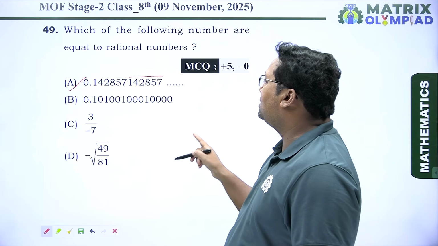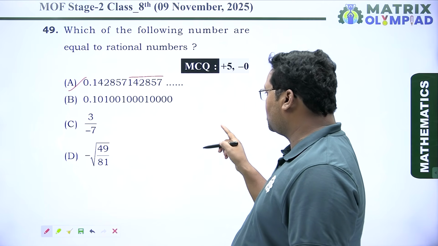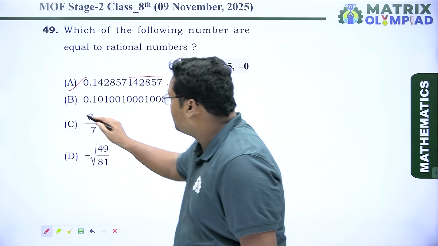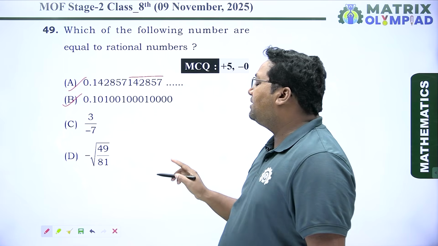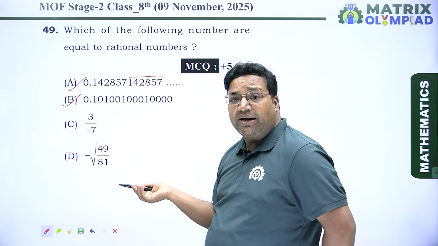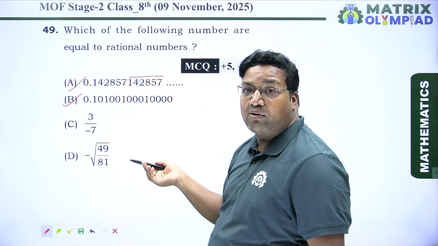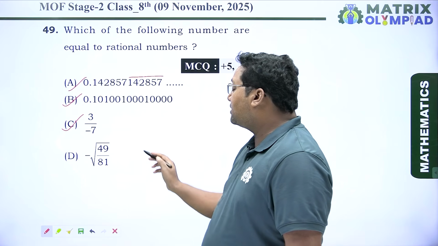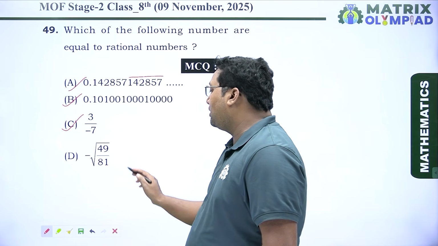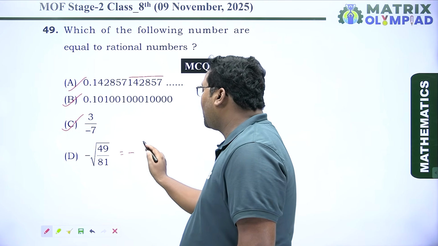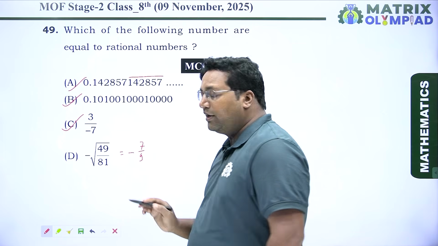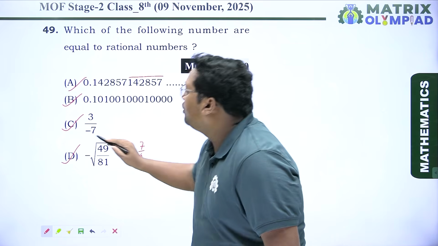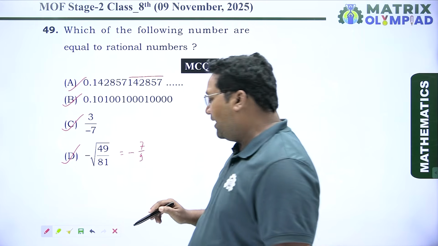Second is 0.1010010010001000. This number is a terminating number, so this number is also a rational number. C is 3 upon minus 7. Here you can see this number is in the form of p by q, so this number is also a rational number. Again, the next number is minus square root of 49 upon 81, which is equal to minus 7 upon 9. So this number is also in the form of p by q, so this is also true. So our answer is A, B, C and D.